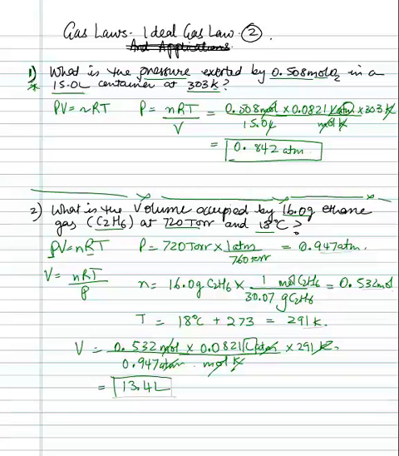So the problem is not hard. Again, it's just PV equals nRT. The only thing different here was that you had to make sure that all your units were in correct order. So, simple problems.